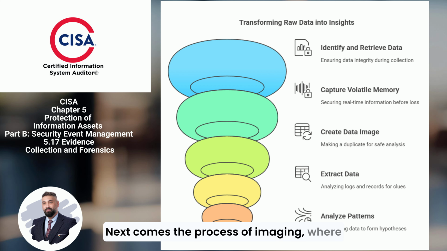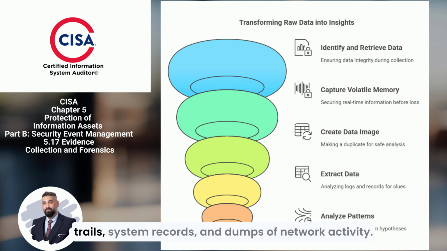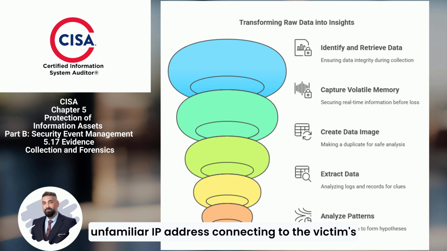Next comes the process of imaging, where the forensic team creates an exact duplicate of the original data for analysis. This method leaves the original untouched and serves as the bridge to advanced analysis. With the data securely in hand, investigators dive into extraction, where they sift through logs, audit trails, system records, and dumps of network activity. This process may reveal hidden relationships, an unfamiliar IP address connecting to the victim's server at odd hours, or deleted email messages pointing to a larger scheme.